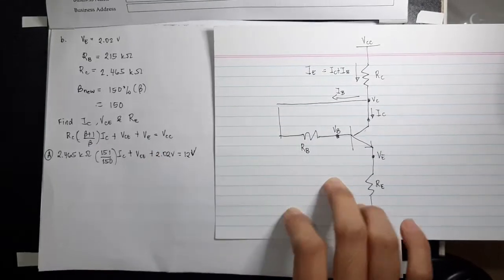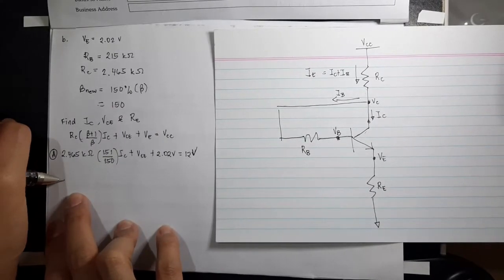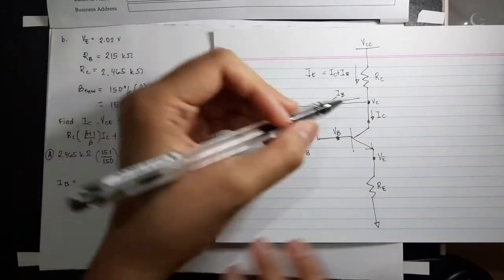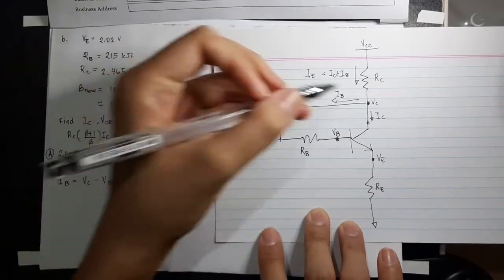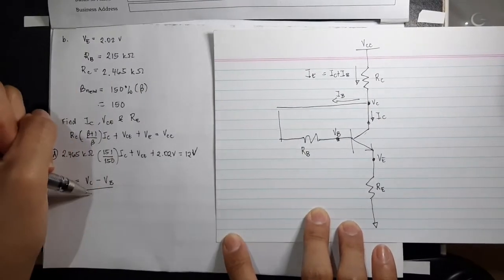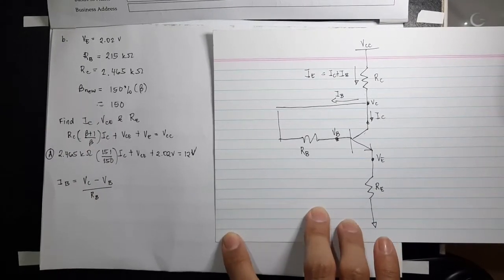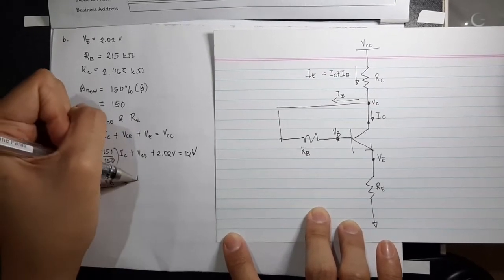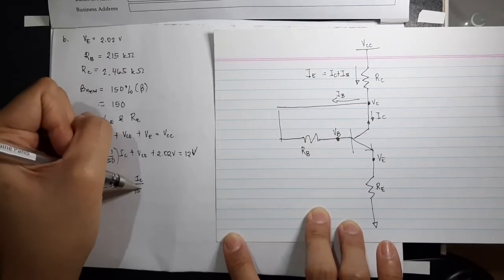So, Ohm's law in this part. IB is equal to VC minus VB, voltage here minus voltage here, all over the resistance RB. But we can rewrite IB to be in terms of IC. So it's equal to IC over the beta, which is 150.